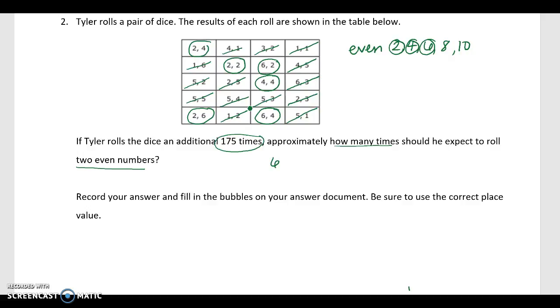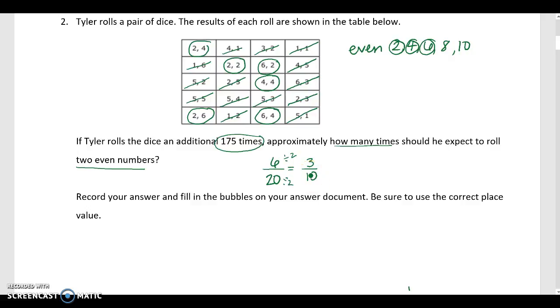So there were 6 with 2 even numbers out of a total of what? So 1, 2, 3, 4, 5, 6, 7, 8, 9, 10, 11, 12, 13, 14, 15, 16, 17, 18, 19, 20, right? Because 4 times 5 is 20. So 6 over 20. Can we reduce that? Well, yes, they're both even numbers. So if we divide the top by 2 and we divide the bottom by 2, we get 3 over 10.